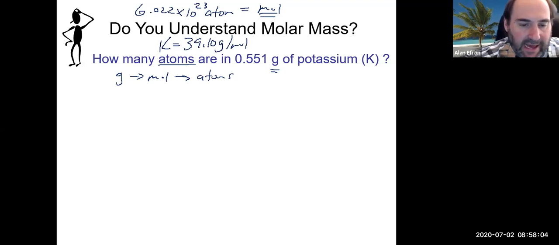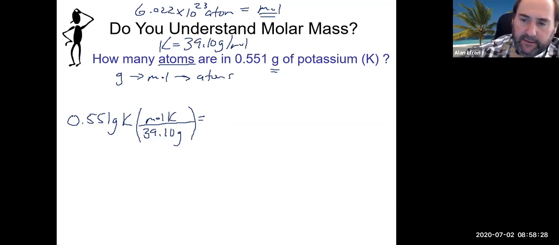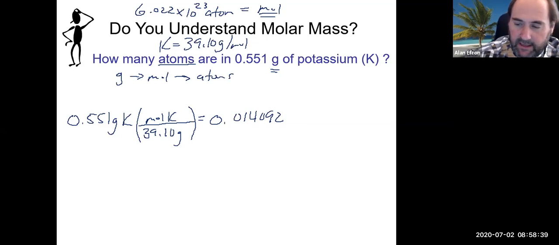And again, the molar mass here is going to be our first part of the conversion. So we would take 0.551 grams of potassium. Using the molar mass from the periodic table, grams on top, so we want it on the bottom so they cancel. That's going to give us 39.10 grams per mole of potassium. Now, you don't necessarily have to get a number at this point. You could continue on with the calculation, but if you did get a number at this point, you would have some number like 0.014092, and I'm just going to take it to a few digits there so I don't lose anything with rounding.